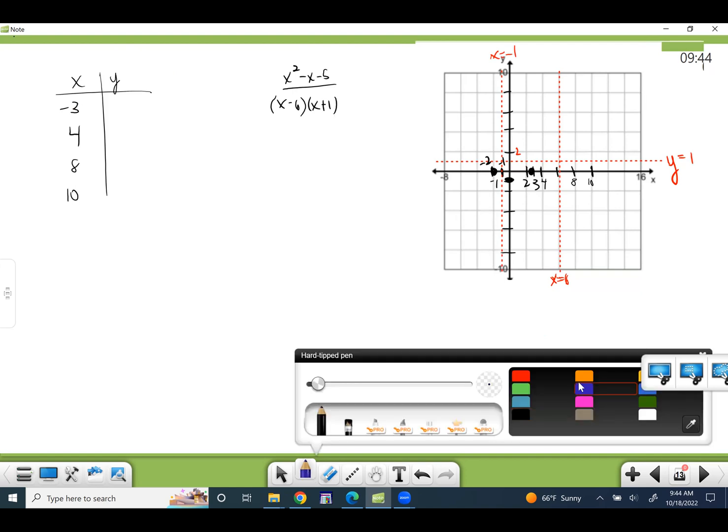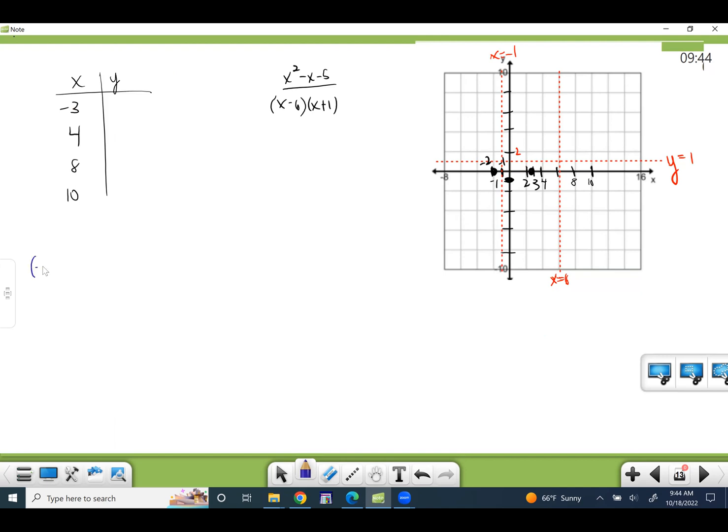Well, you guys got calculators, right? You're allowed to use those on your tests. So you just plug this into your calculator. Okay, so it's going to be 9 minus minus, so plus 3, minus 5, over -9 times -2. So 12 take away 5, we get 7 over 18.